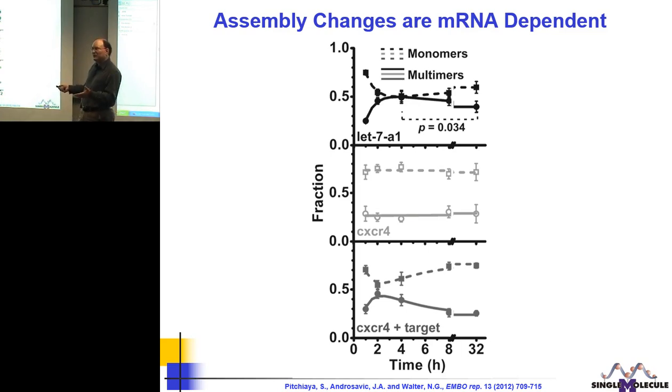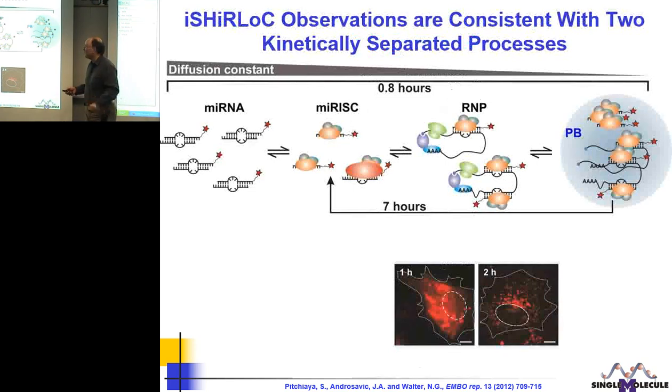When we use CXCR4, which is an artificial microRNA that doesn't have much of any target in the cell, we don't see that time evolution. We see mostly monomers, and that stays the same over time. But when we microinject CXCR4 with an artificial target, now we see again this increase followed by a decrease, suggesting that it's really target dependent. Okay? And the characteristic then is that you have this fast phase over an hour or two of increase in multimer nature, and then a slow decrease in the multimers again over a period of many more hours. And this led us to this model.